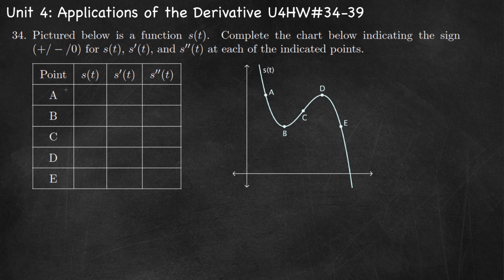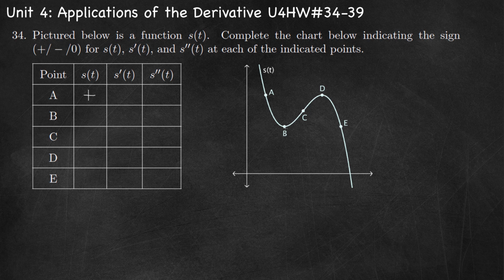So starting with point A, is s of t positive, negative, or zero? Well, we're looking at the graph of s of t, and this graph would be positive if the point is above the x-axis. In other words, the y-coordinate is positive. It would be negative if the point is below the x-axis, and it would be zero if the point were on the x-axis. So point A is above the x-axis, and that means that s of t is positive at A. Let's go ahead and stick with the graph of s and do all of the points.